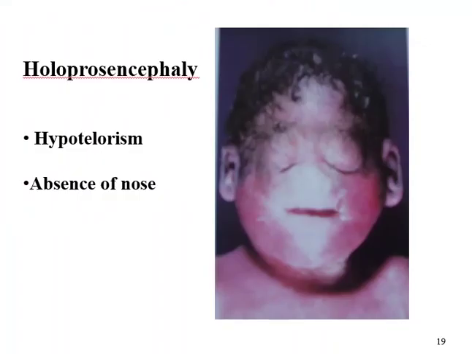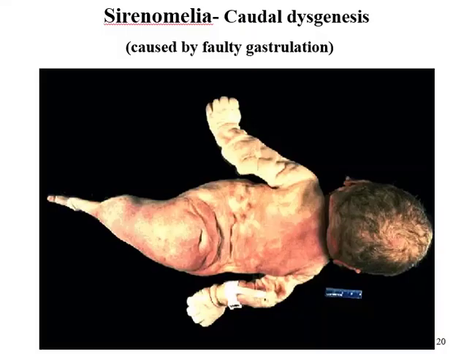Here is a case of holoprosencephaly with hypothyroidism and absence of the nose. Also, this is a case of sirenomelia or caudal dysgenesis caused by faulty gastrulation.